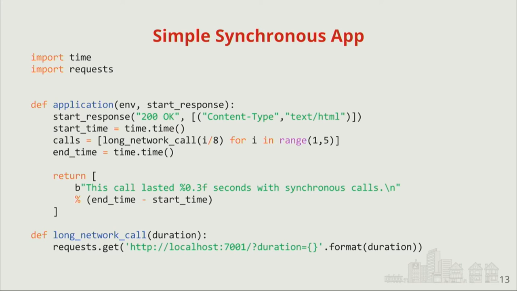It's completely synchronous. I'm not even using the thread pool. It's going to be our base of reflection for everything that's happening. You have the application, which takes the environment and start response, which is the basic of the WSGI standard. I'm using requests for the network calls because it's way easier that way.